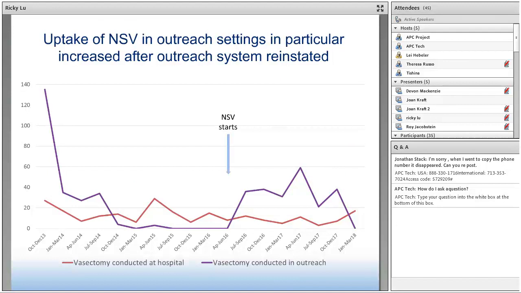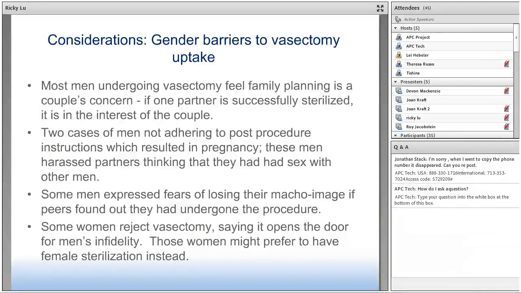The next slide is a comparison between outreach and hospital-based services. As you can see, the red line, which is vasectomy in the hospital, shows more or less a steady number of cases. But when we started no-scalpel vasectomy as an outreach service, we saw a bigger uptake. In the outreach service, once it's organized and clients are scheduled, the trigger point for the team to go out is when they have three or more clients lined up, and then the team goes out to do the procedure.